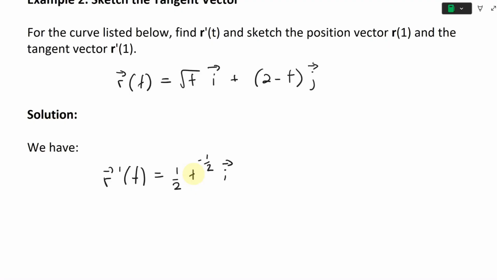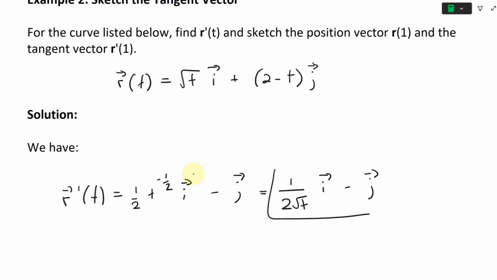And now for this one, the derivative of 2 is 0, and the derivative of negative t is negative 1. So we have just negative j. In other words, this equals 1 over 2 times 1 over square root t, times i minus j. All right, and let's box this in.